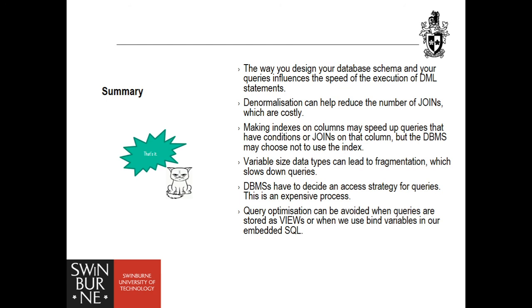Okay, as a summary, the way you design the database schema and your query influences the speed of execution of the DML statement. Denormalization can help reduce the number of joins, which are costly. Making an index of a column may speed up queries that have a condition or join on that column, but the database may choose not to use the index. Variable size data can lead to fragmentation, which slows down queries. The database has to decide a strategy for queries. This is an expensive process. Query optimization can be provided when the queries are stored in views or when you use bind variables in embedded SQL.